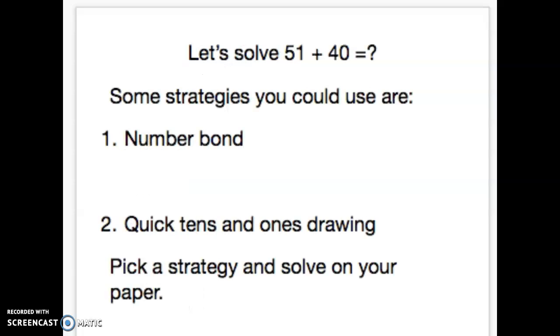Let's solve 51 plus 40. You can either use a number bond or your quick tens and ones drawing. Choose a strategy and solve it on your paper.